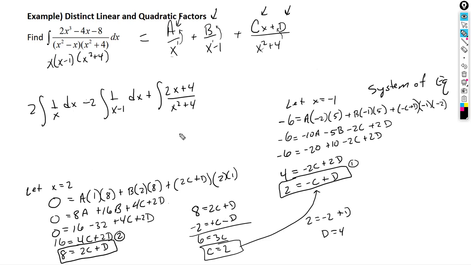All right, let's do this. So now, this first integral is going to be 2 times the ln of the absolute value of x minus 2 times ln of the absolute value of x minus 1. That's easy. We can do linear factors all day long without doing u-substitution. But now I'm going to be in need of u-substitution. And here's why.